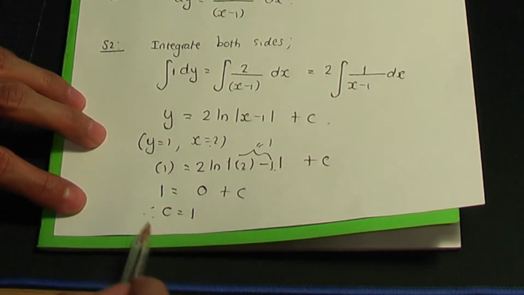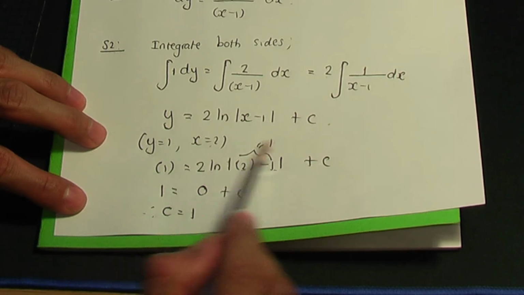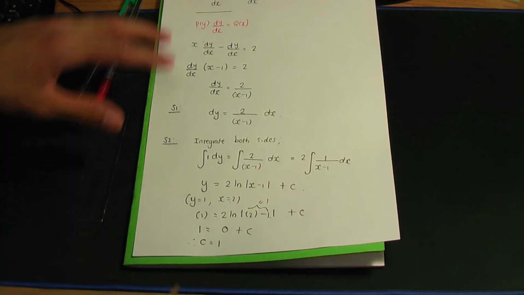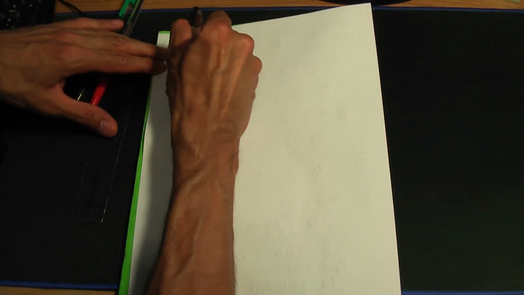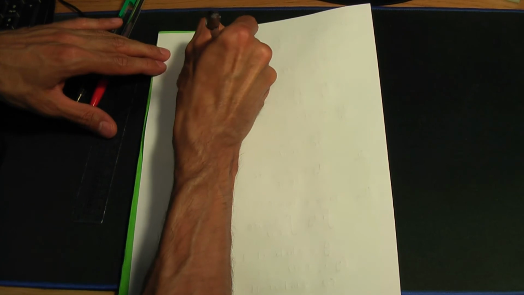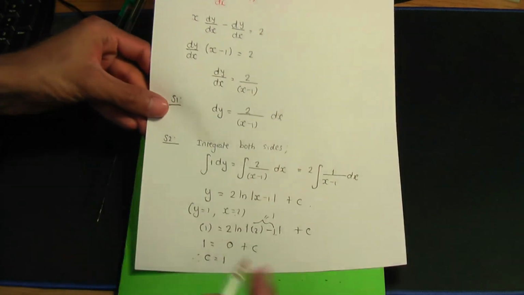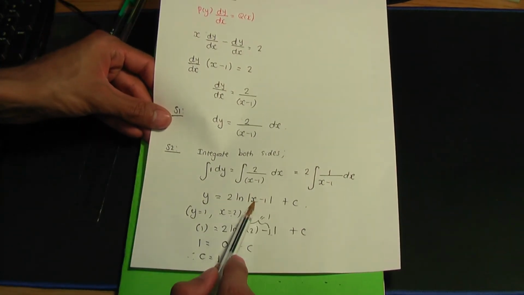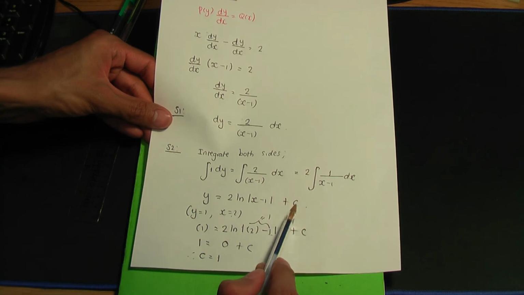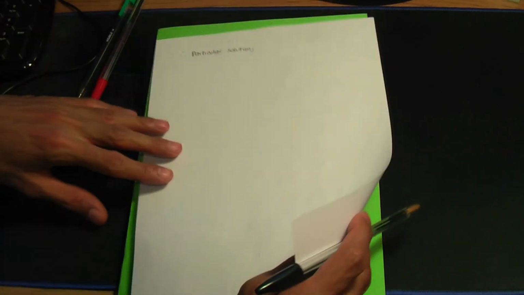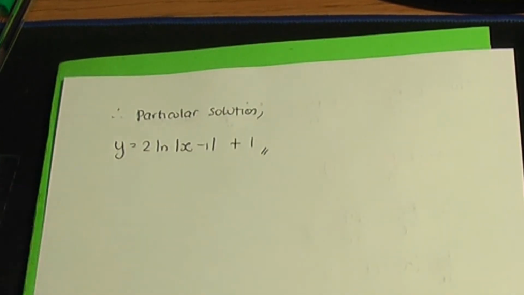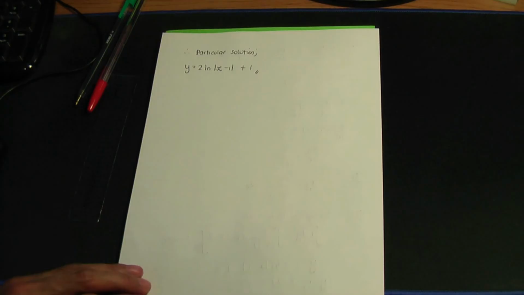If I replace c is equal to 1 in our general solution, we have our particular solution. So the particular solution will be y is equal to 2 ln modulus of x minus 1 plus c being 1. So y is equal to 2 ln modulus of x minus 1 plus 1. That completes this example.